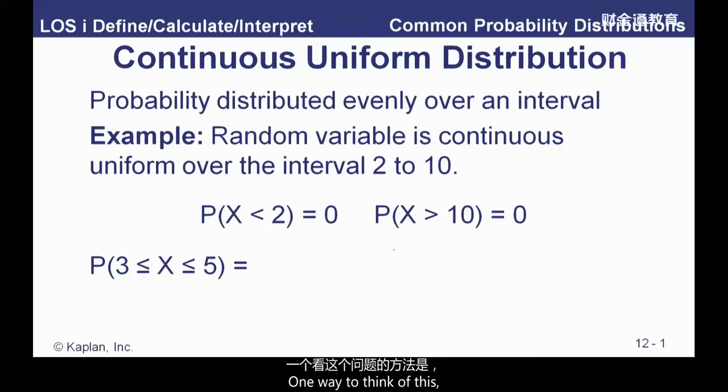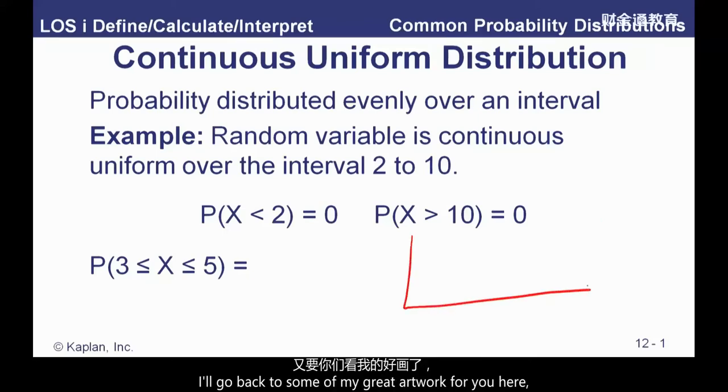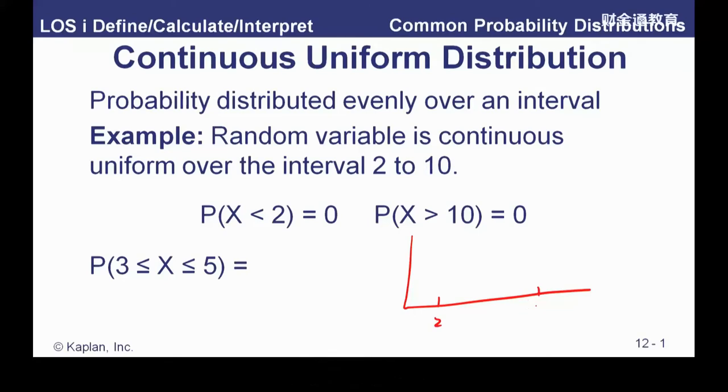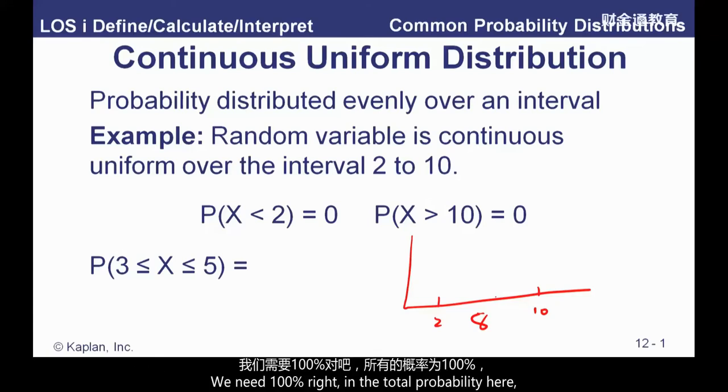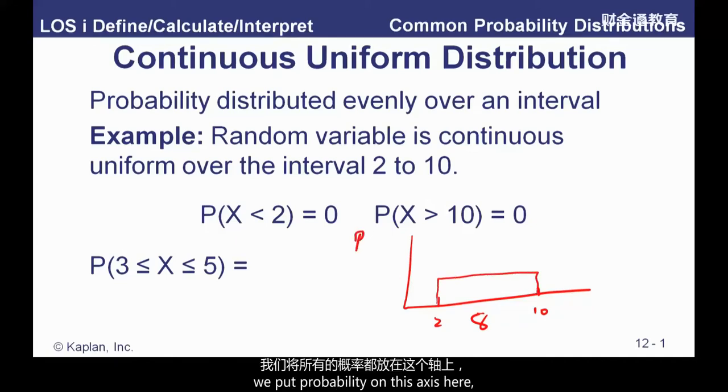Now one way to think of this, I'll go back to some of my great artwork for you here. How wide is this range here that we've got? Well, we go from 2 to 10. So I'm going to claim, I'll complain later, that this is 8 wide. Well, we need 100% in the total probability here. So one way to think of it, if we put probability on this axis here, is if this is 8 wide, it must be 1/8 high, which is our decimal 0.125.